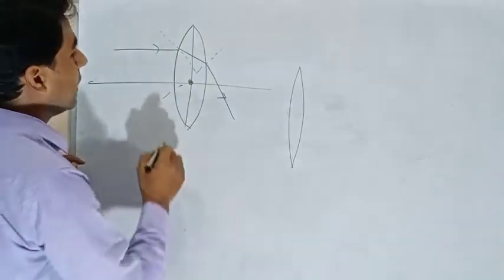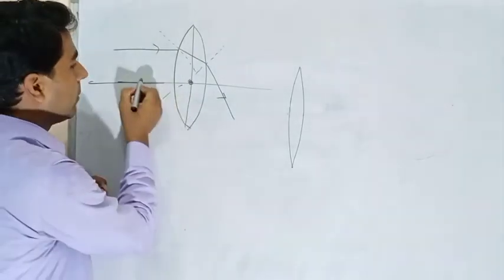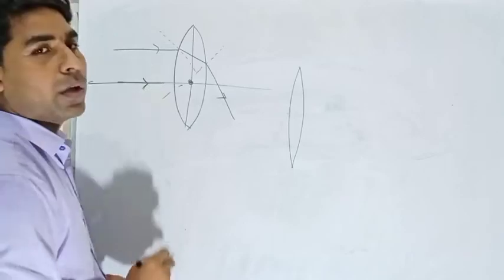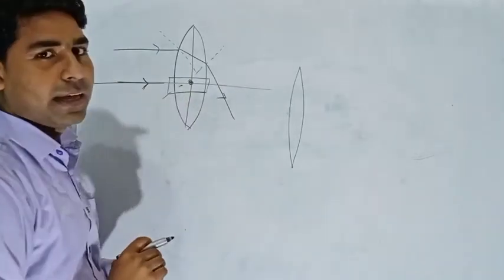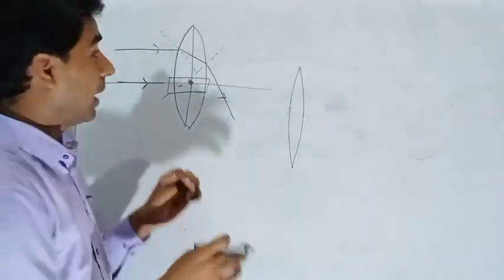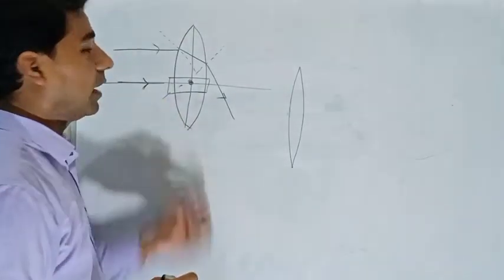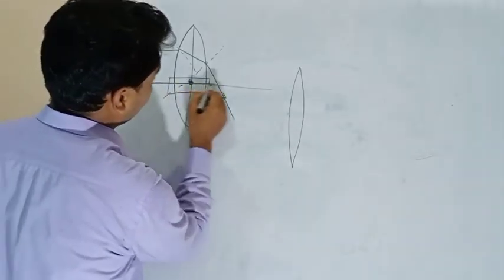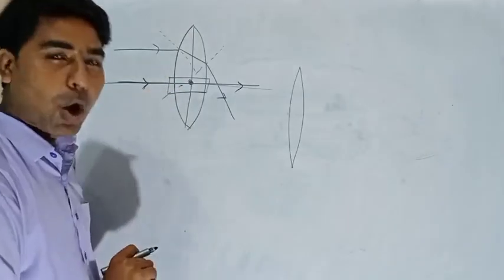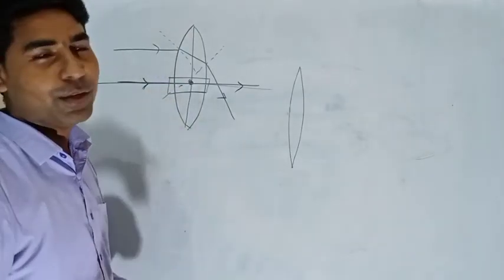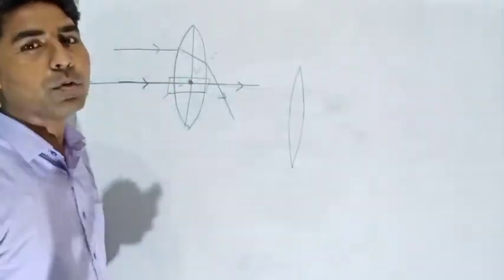Now suppose this is the ray coming along the principal axis. What will happen? You know that this section of the lens is just like a glass slab. I had shown you by splitting the lens into many tiny prisms, and this one was behaving like a glass slab. So the ray will go straight without any deviation. You can see the light is passing through the optical center with no deviation. So if the ray goes through this point, the incident ray and the emergent ray both will be parallel.